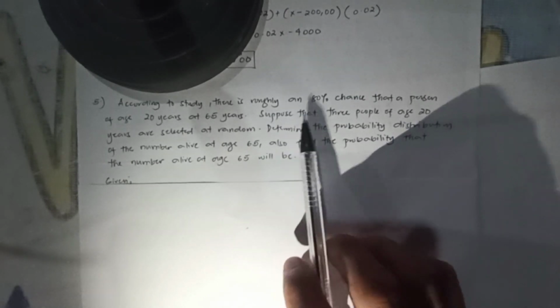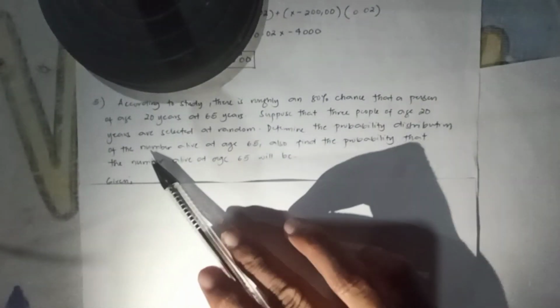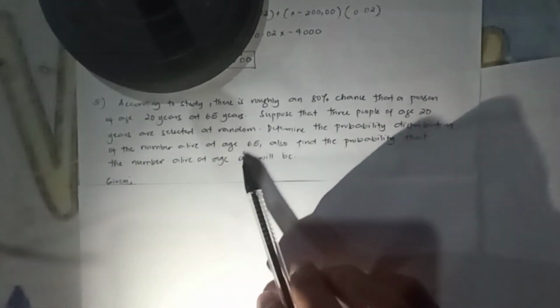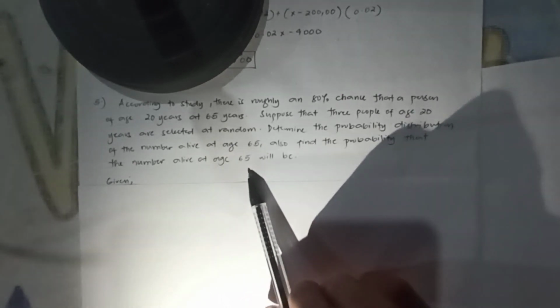The question number 5. According to the study, there is roughly an 80% chance that a person of age 20 years will be alive at age 65 years. Suppose that three people of age 20 years are selected at random. Determine the probability distribution of the number alive at age 65. Also, find the probability of the number alive at age 65.